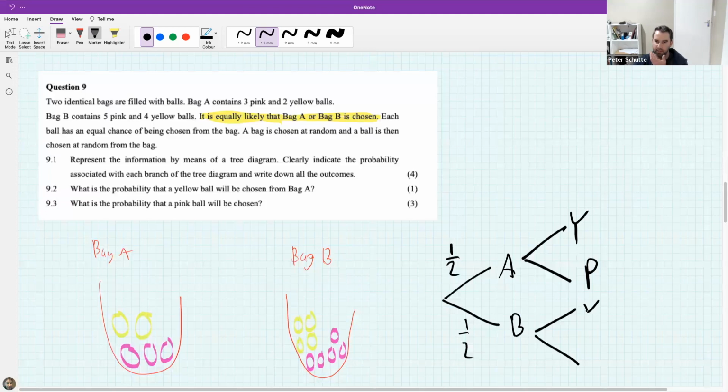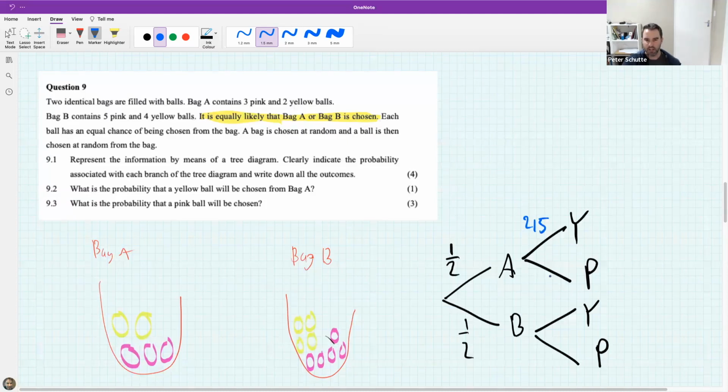Well, it's going to be the same. It's going to be yellow and pink. But what's different is the numbers are different in each of these bags. So if I have to ask you now, if you're in bag A, what is the probability of drawing a yellow ball? What's the probability of drawing a yellow ball? Yeah, it's just going to be 2 out of 5.